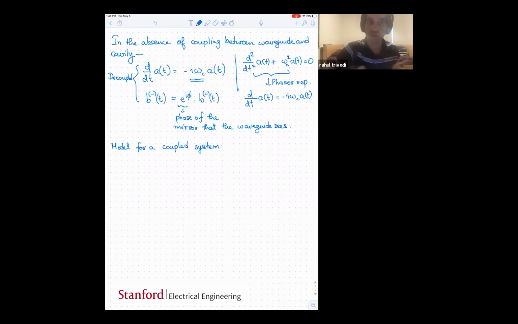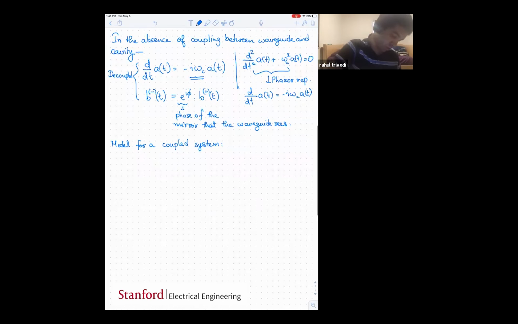So there is no proof of this. I'm just simply writing down a model for this coupled system. And so let's write down a model for our dynamics. So let's say the equation of motion that described the cavity, which was minus i omega c A of t, is going to get a decay term. So let's say it gets a decay kappa. Okay, so you get a decay term minus kappa times A of t.